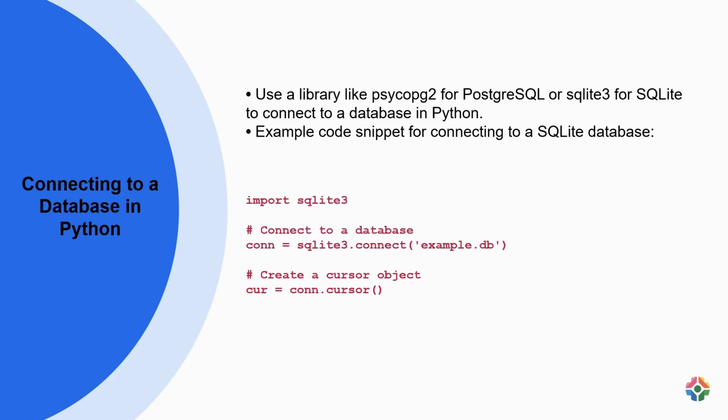In the provided code snippet, example.db is the SQLite database file. The connection is made to this database using sqlite3.connect('example.db'), and a cursor object is created with con.cursor(), which can then be used to perform various operations like executing queries or fetching results from the connected database.